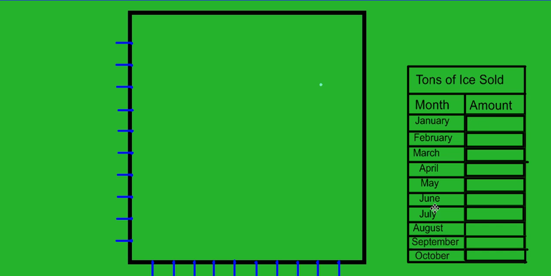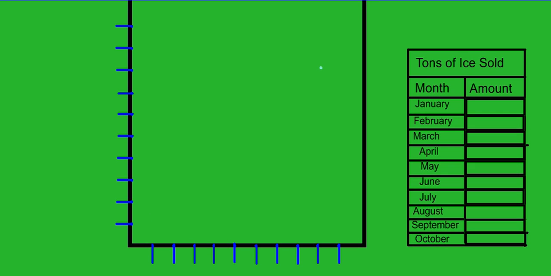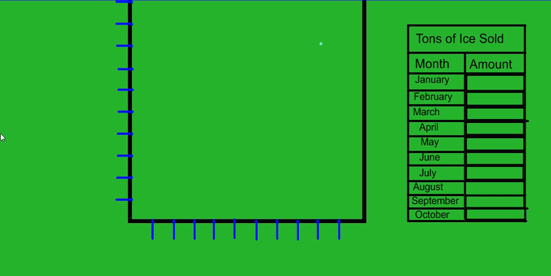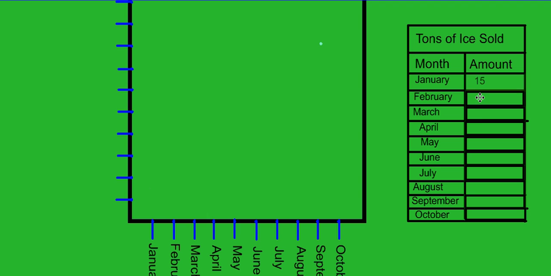Next, we want to look at our actual data. We can see that the months are being displayed, so that is the time. Does anyone know what axis that would go on? Would it be the vertical or the horizontal axis? Excellent. It would be the horizontal axis. So we're going to put all those dates down here. Go ahead and do it on your own. And then we're going to look at the amount or the numbers over here. And remember, this is in tons of ice that are sold.